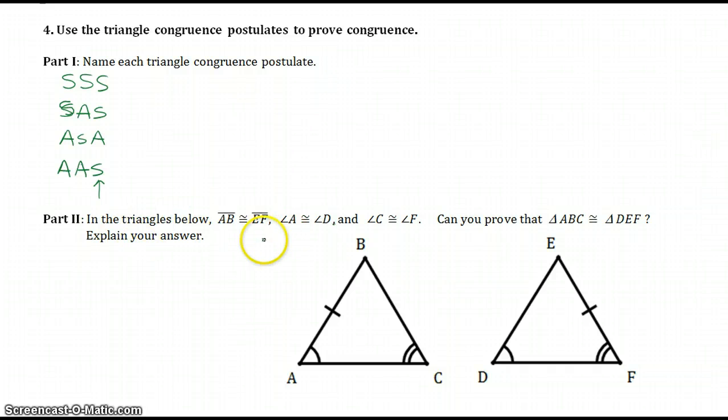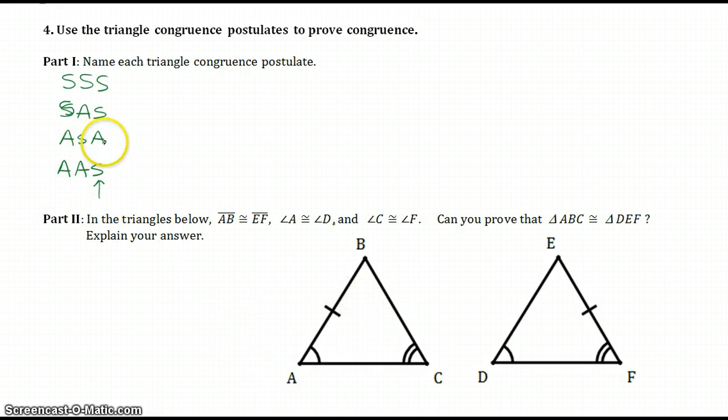So in the triangles below, AB is congruent to EF, angle A is congruent to angle D, and angle C is congruent to angle F. Can we prove that triangle ABC is congruent to triangle DEF? Well, let's check to see if we can use one of these congruence postulates. Side, side, side. We only have one set of congruent sides. So side, side, side's not going to do it for us. Side, angle, side isn't going to work for us either because you need 2 sets of congruent sides.